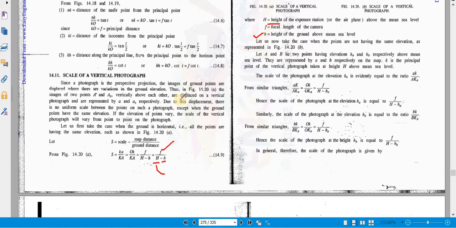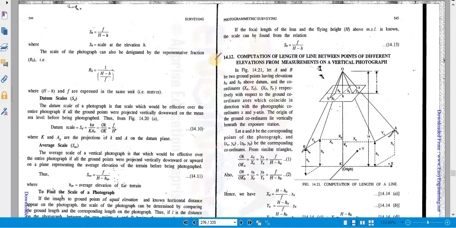We will also do some numericals related to the scale of a photograph, so that you understand how it is calculated. And one more thing: the computation of the length of a line between points of different elevation from the measurement of a vertical photograph. If you are provided with a photograph, how do you calculate the length of the line of different elevation from the measured vertical photograph? There is a derivation regarding this, and with its help we can calculate the length as well as the elevation. So you will have to understand this.